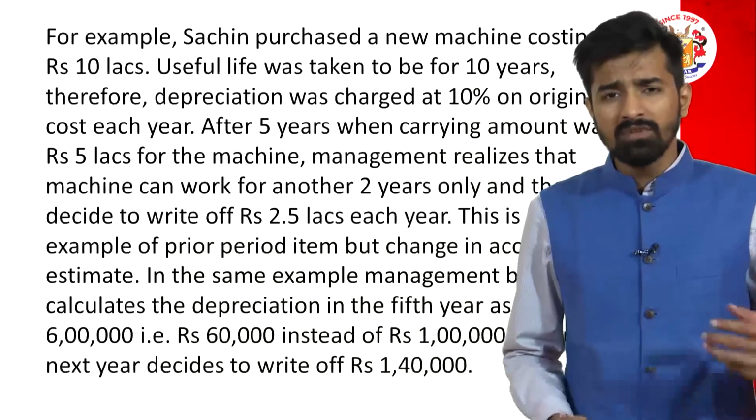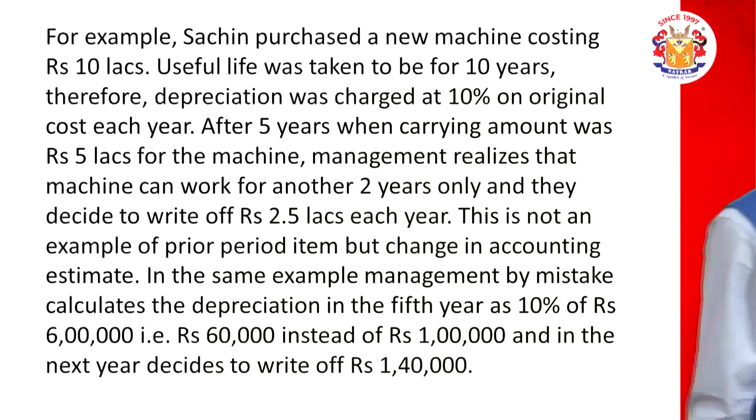What is the prior period item? We will take another example. This is not an example of prior period item but change in accounting estimate. In the same example, management by mistake, again, by mistake, though that is an error or omission, calculates depreciation in the 5th year as 10% of 6 lakhs. So basically at the end of the 4th year, the carrying amount is 6 lakhs. So on 6 lakhs it provides depreciation at 10%.